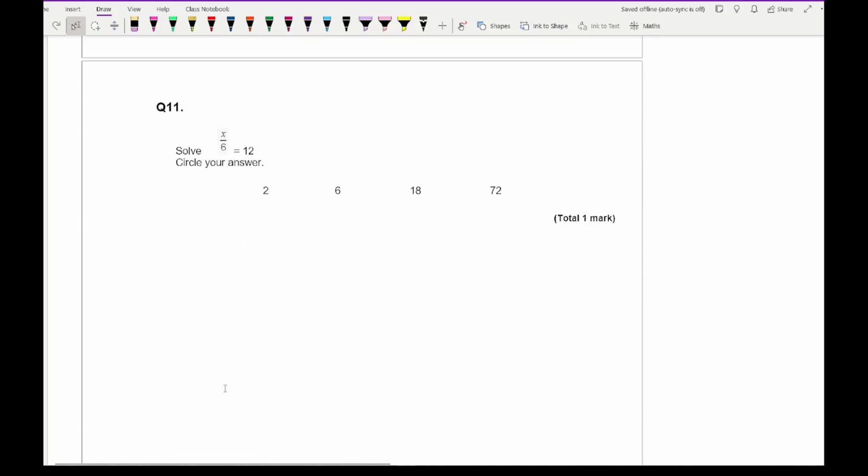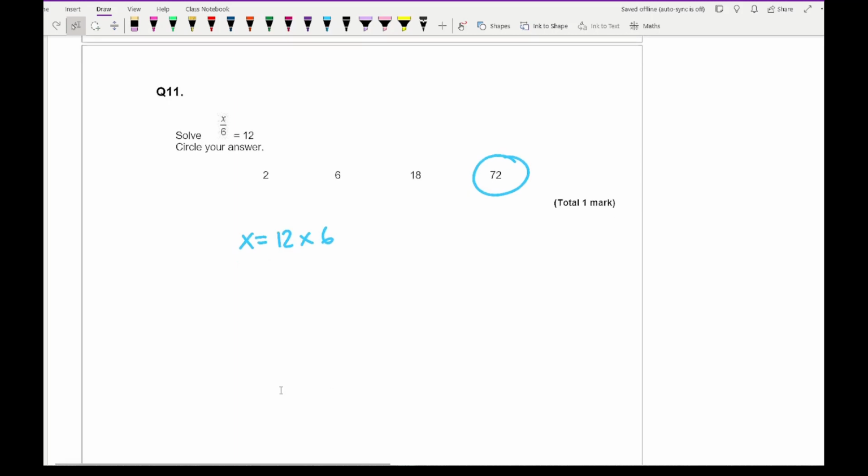Moving to question 11, again, I've got another fraction. So here, remembering that I need to get rid of this 6. What's the 6 doing? It's dividing, so I need to multiply. So x equals 12 times 6, which is 72, our fourth option.